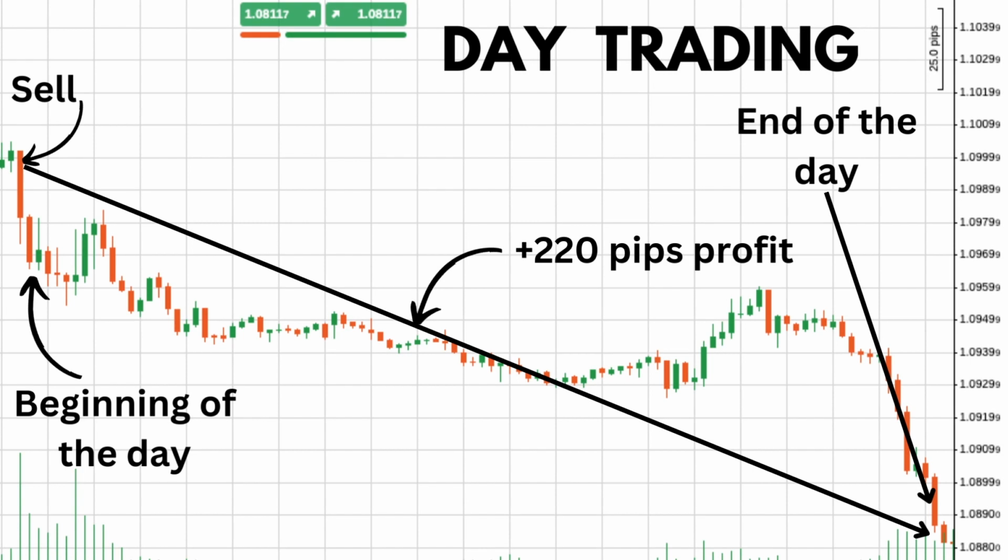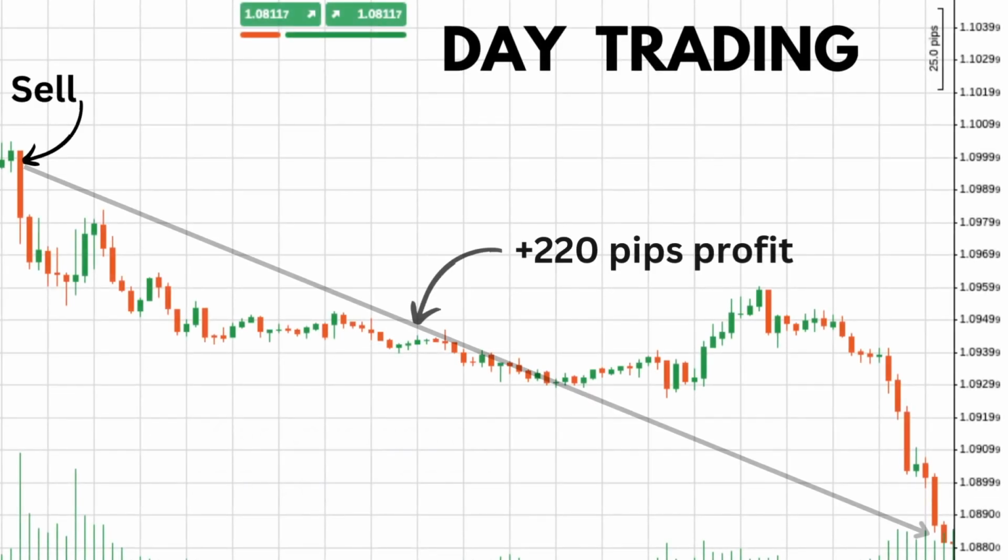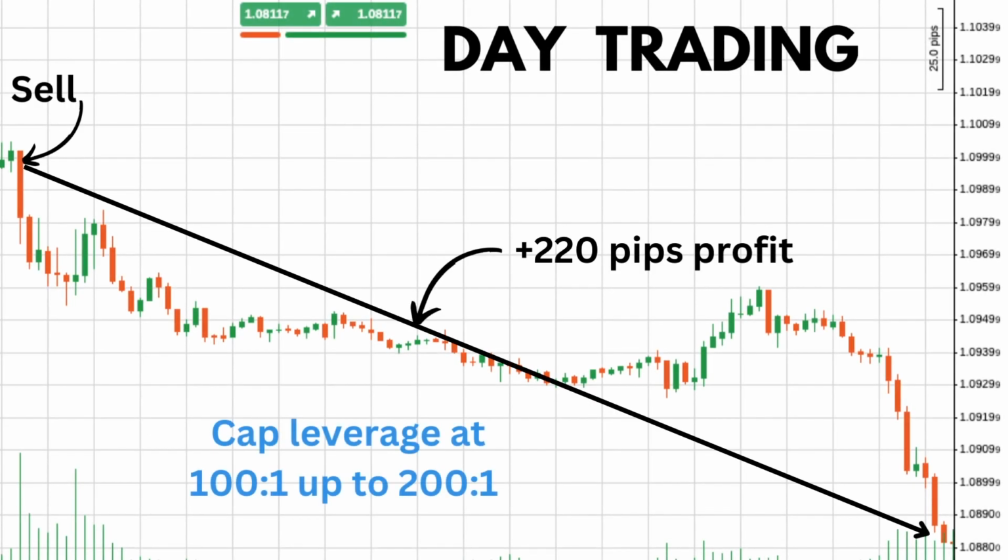Day trading also comes with significant risk because you're using leverage, but often with day trading, traders use slightly lower levels of leverage than they do with scalping. And many traders cap their leverage at 100 to 1, sometimes up to 200 to 1, depending on how much capital they have to risk, and also depending on how long they intend to keep their positions open.